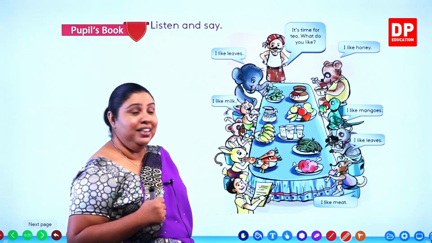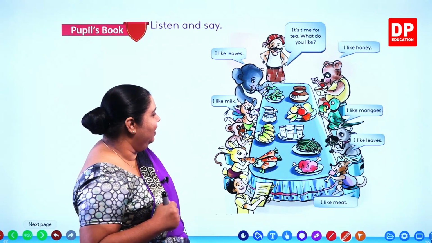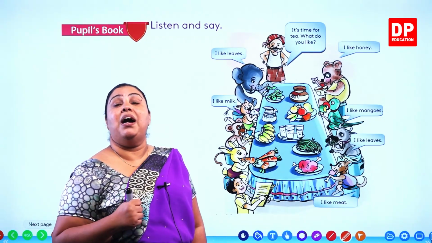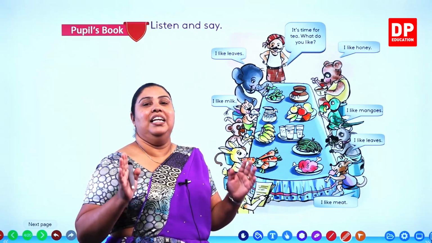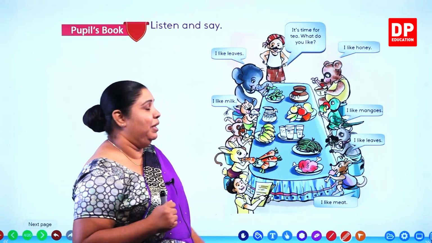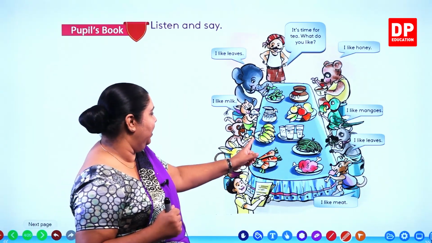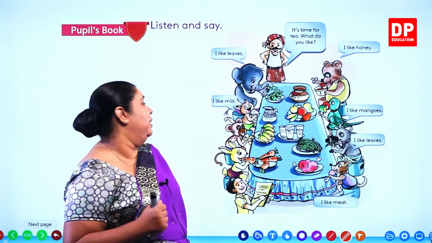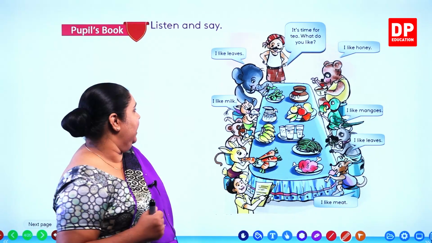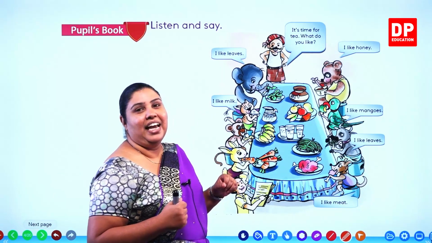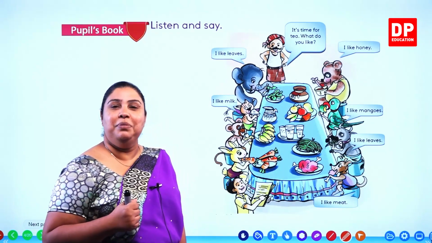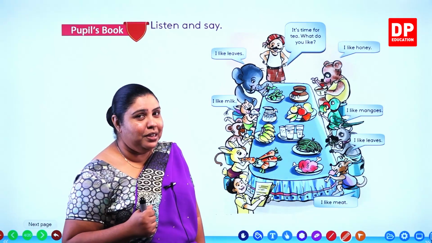Then we have a monkey. Can you see over here with a smiling face? The monkey is over here. And what is the monkey eating? The monkey loves to eat bananas. Can you see? Monkey has a big plate of bananas over here and he's enjoying the banana. And then our next friend is the cat. The cat says, I like milk. Don't the cats love to drink milk?